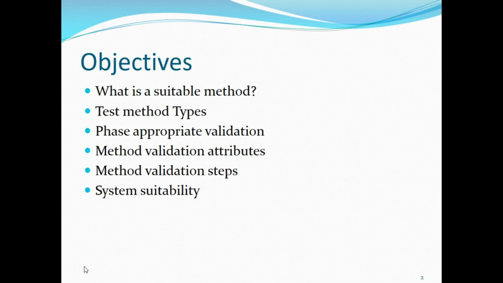I'll touch a little bit on how to validate a method when you take into account what phase that method is used to support. Method validation attributes, which are taken directly from the ICH guidelines. I'll briefly touch on those, as well as what steps are involved in validating a method. And once a method is validated, how do you ensure that your system is suitable to support that method? So we talk about system suitability parameters also.